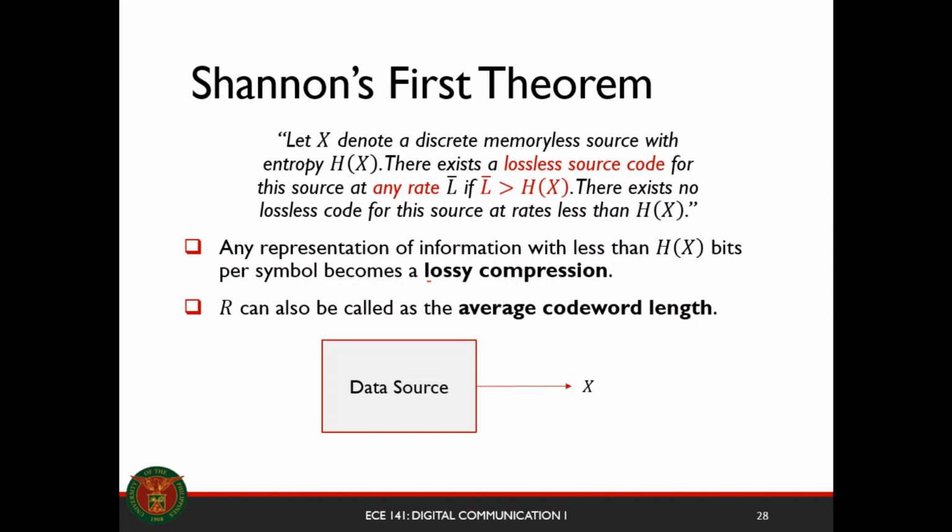So it becomes a lossy compression if you try to represent the data with less than the entropy of the information source. L bar, which we defined earlier, is called the average code word length of your data source. So if you want to optimize the data that is coming out of your information source, you need to use a lesser amount of bits to represent it.